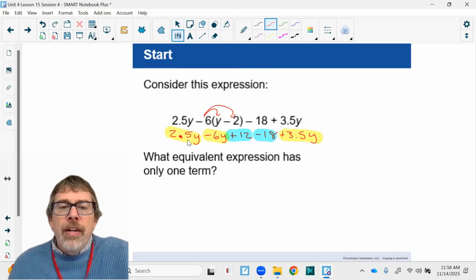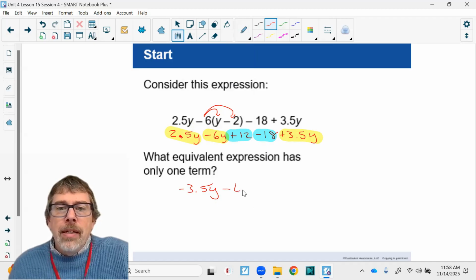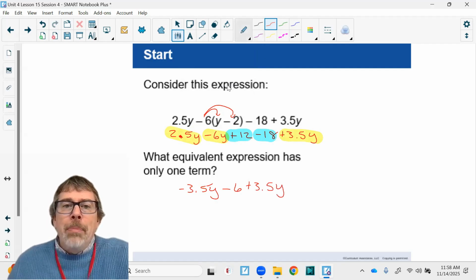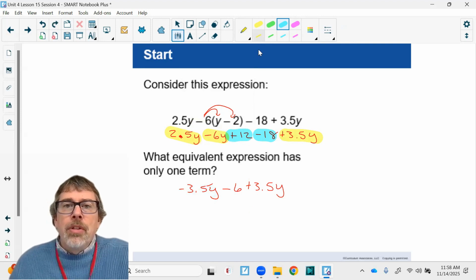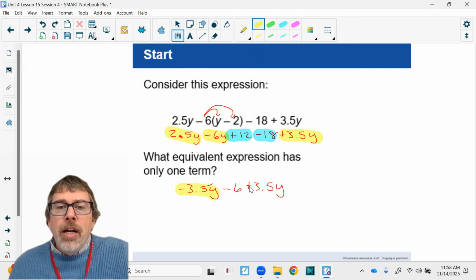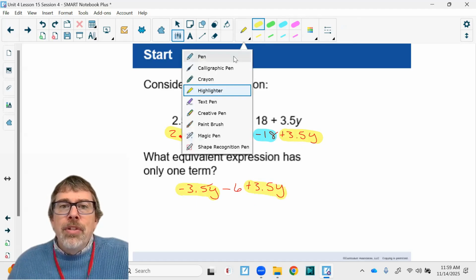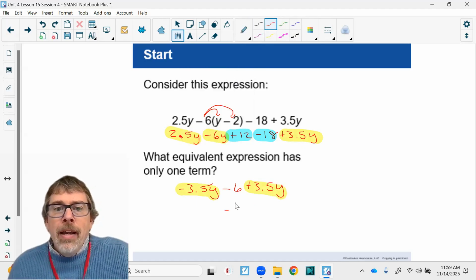Okay, so 2.5y minus 6y, that'd be like 6 minus 2.5, which is 3.5 negative. So I'll just do those two together, and I'll combine these two right now as well. 12 minus 18 is minus 6 plus 3.5y. Well, notice what happened here. I have a negative 3.5y. Let me use yellow because that was what I was using. Negative 3.5y plus 3.5y. Well, those are zero pairs, so they go bye-bye. And this is my answer, negative 6.